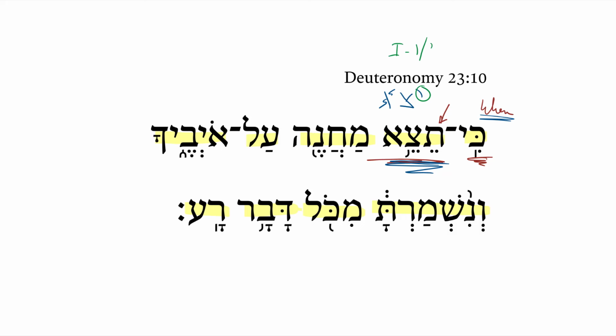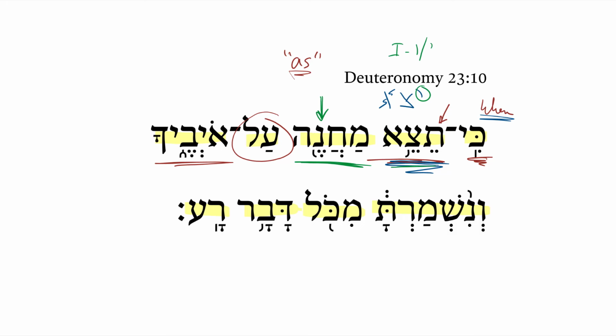Next we have the word machane, which is a camp. Now, this could be something like "when you go out from your camp," and this is some sort of military encampment is usually the way this is thought of, or it could be something like "when you go out as a camp," in other words, as a military encampment. So the idea with all of this is when you go out as a military encampment against your enemy.